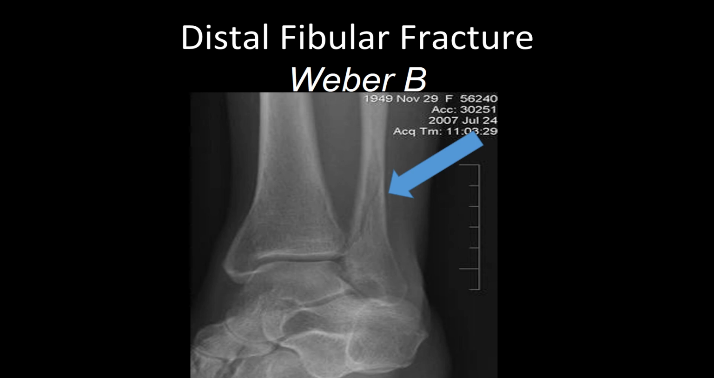So that's another example of a Weber B. This is a really long Weber B. So even though this fracture line goes from here proximally, working distal, it still comes down into that joint space. So this is still classified as a Weber B just because it does involve the joint space. If the fracture, say, stopped up here, then it would be considered a Weber C. So definitely make sure you know the difference between those two.